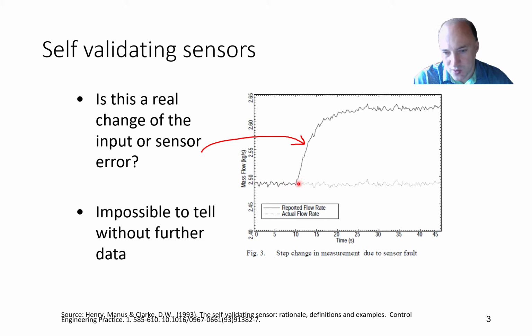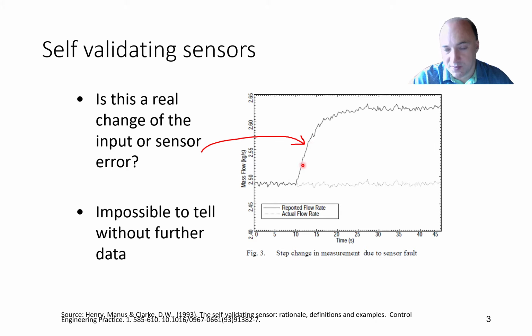Of course, here we can see some noise, but the point here is that suddenly at this time, 10 seconds, the output of my sensor drifted to some other value, and now the question is: is this really a change of flow, or is this an error of the sensor? But without any further data, we cannot tell.